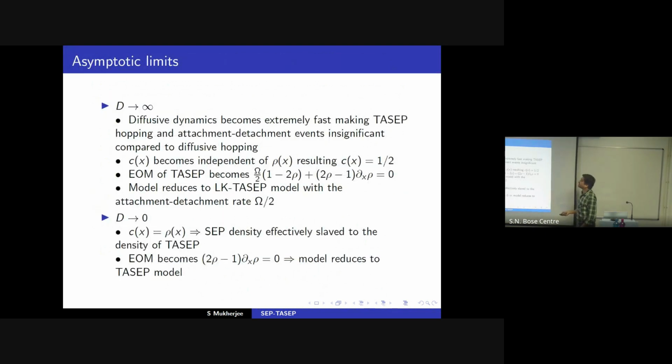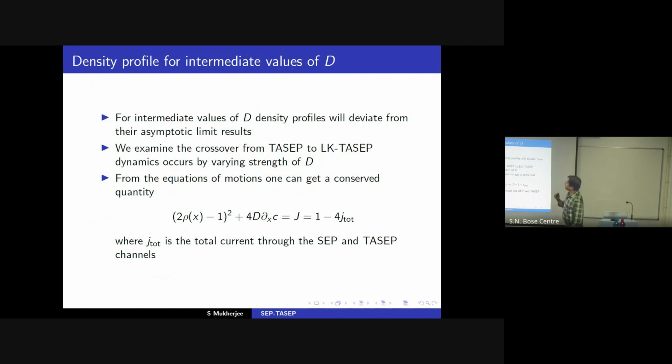So you see in the two different extreme limits, our model reduces to LK Tassel for the D going to infinity limit, and for the D equal to 0 limit, our model reduces to the pure Tassel model. Now we are interested in intermediate values of D. We examine the crossover from the Tassel dynamics to the LK Tassel dynamics by varying the strength of D.